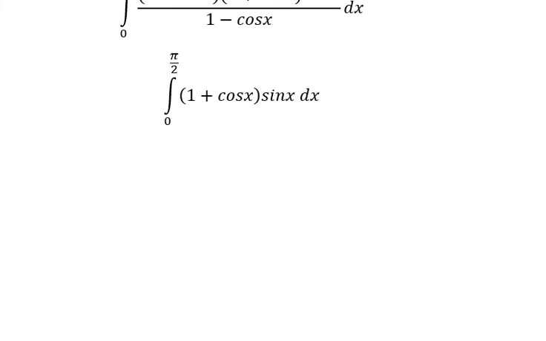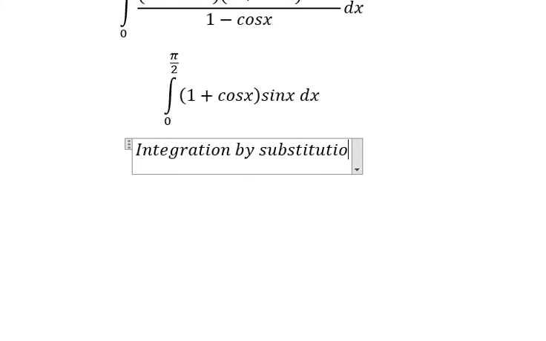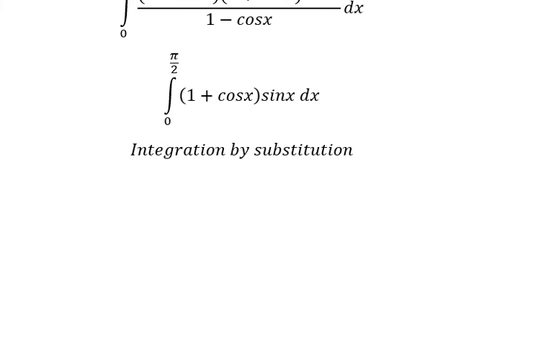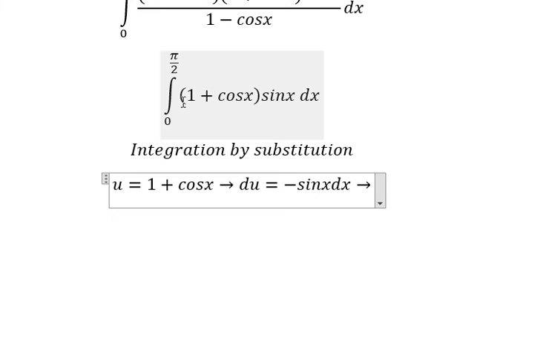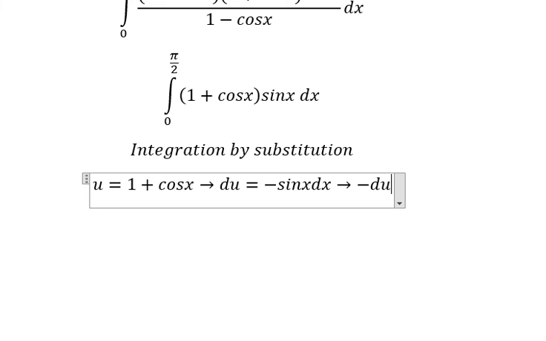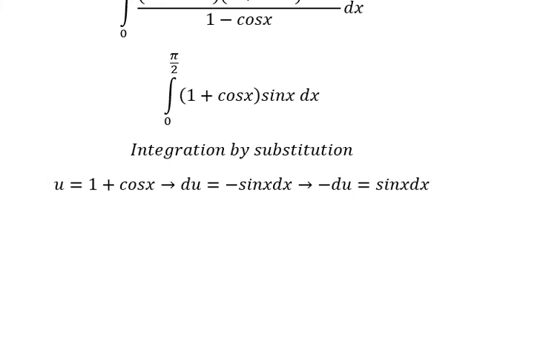Next, we need to use integration by substitution. So I will put u equals 1 plus cosine s. Then du, that means we first take the derivative of both sides. We have negative sin s ds. Because we don't have the negative in here, we put the negative to the left. So we have negative du equals sin s ds.